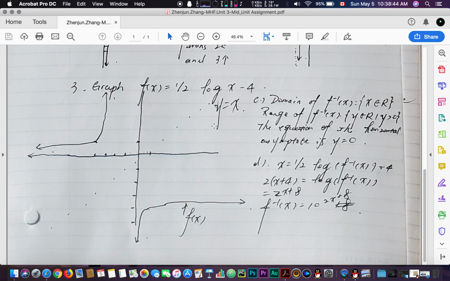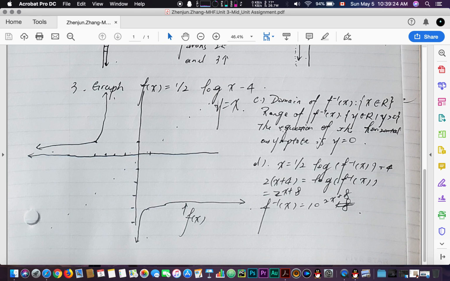What does that mean? Since this is f of x, then it's going to be like that. And then we determine the domain, range, and equation of the asymptote. Okay, that's right here. The domain of f to the power negative 1 of x is x belongs to the real numbers. And then the range of this function is y belongs to the real numbers, but y needs to be greater than 0.